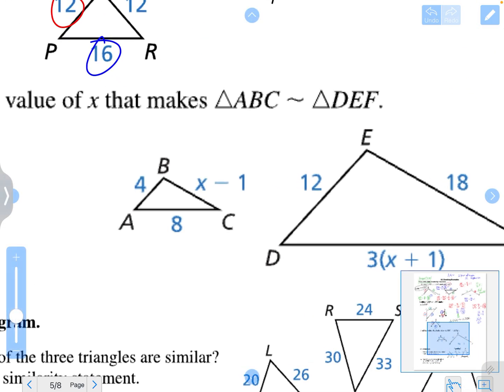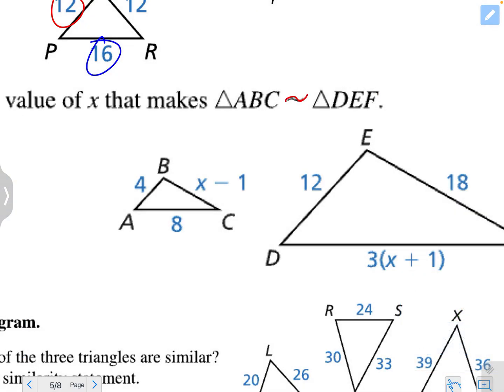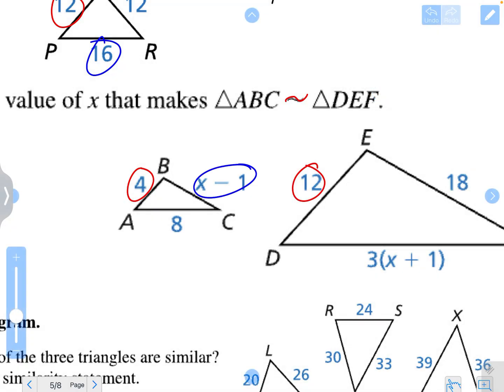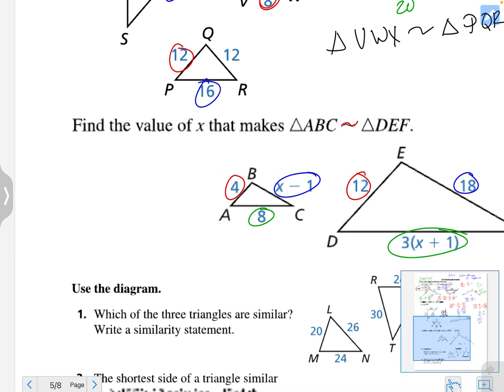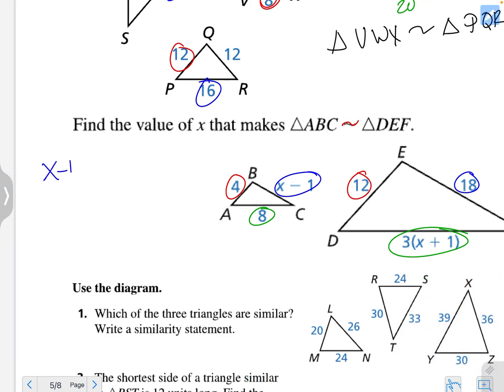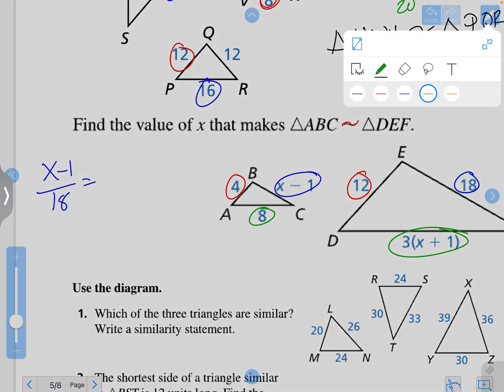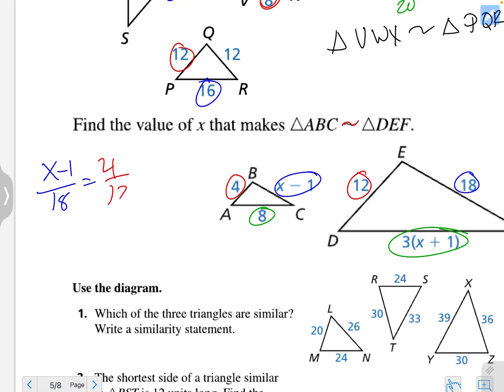And so if they tell us that we want to make them similar, we need to match up our short with our short, match up our medium with our medium, and match up our long with our long. So I need to find the ones that have the missing values. I'm going to go x minus 1 over 18 equals... actually, I really don't want to do that. I want to do one that I have the complete one for. So I want to go 4 over 12.